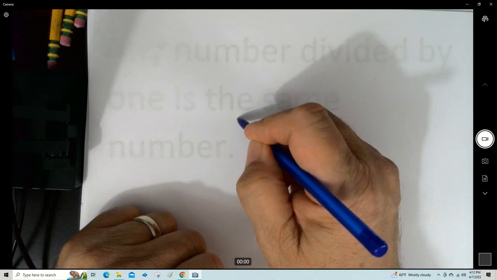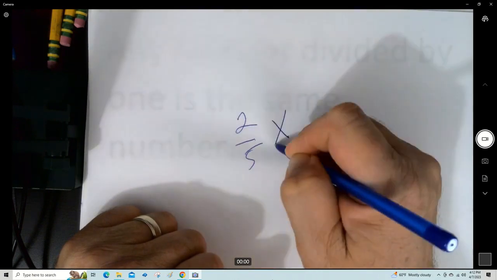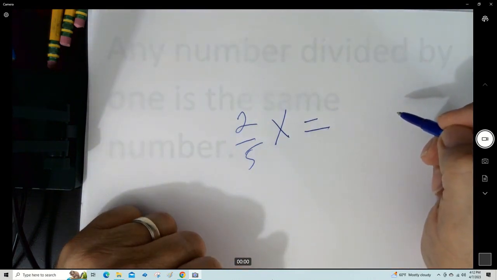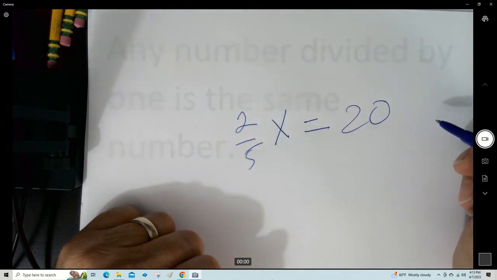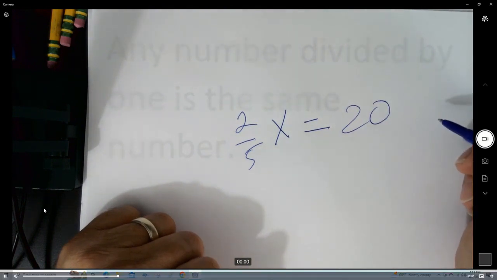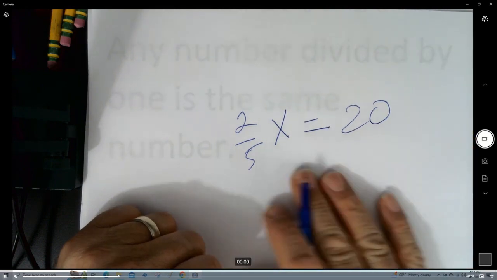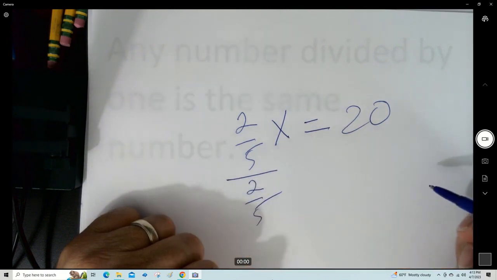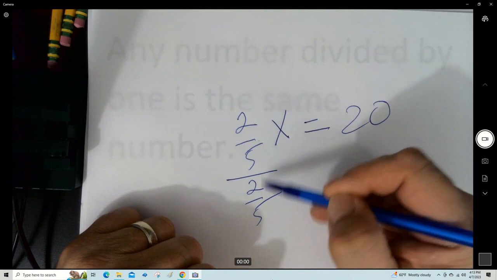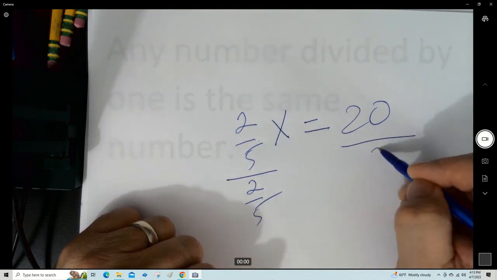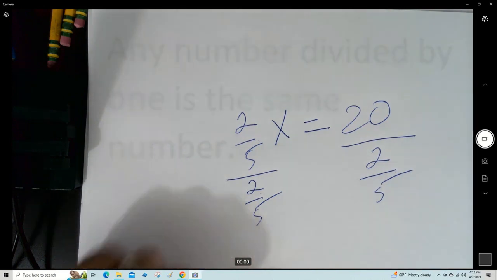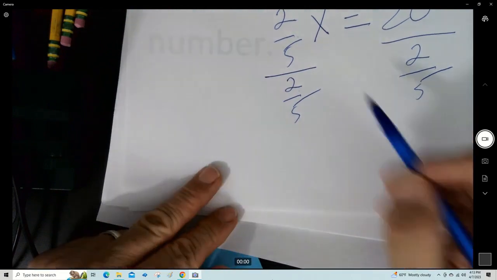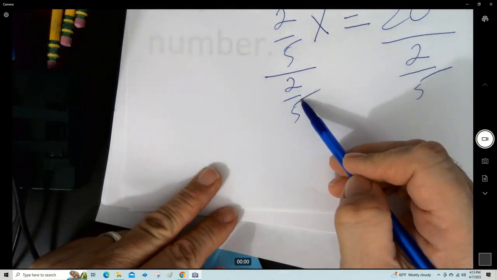So if I said 2/5 times some number equals 20, what number is it? Right? So, when we're solving equations, any number divided by the same number is 1. Right? 2/5 divided by 2/5 is 1, but we also have to divide this one by 2/5. Okay? And you're like, that looks kind of weird, right? But really, in reality, this is what it is. So any number divided by the same number is 1.